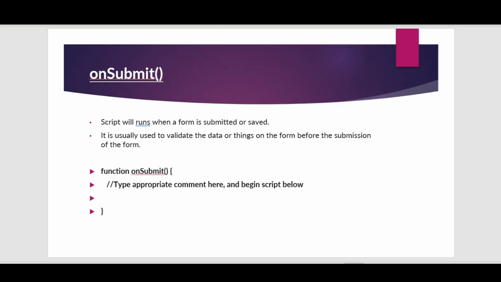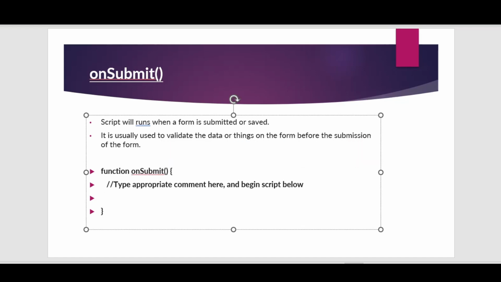So what is an onSubmit client script? An onSubmit client script will run when the form is submitted or saved by the user. Any time we update the form or submit the form as an end user, the onSubmit client script will run. Basically, it is used to validate the data on the form before submission. This is the function of the onSubmit client script. onSubmit is the function name, and it is the syntax of the onSubmit client script.